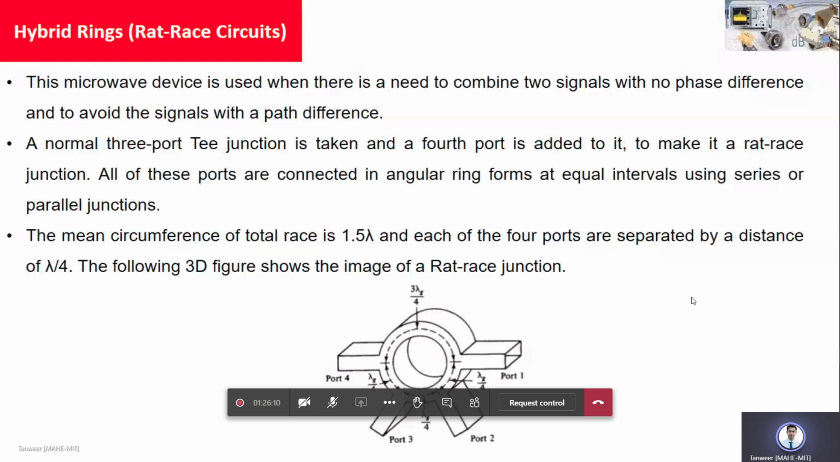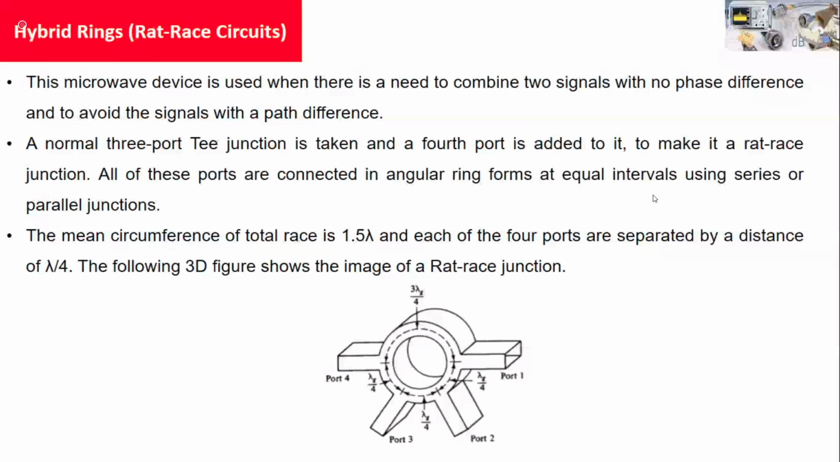So basically, the hybrid ring is a microwave device which is used to combine 2 signals with no phase difference and to avoid the signal path difference. In order to make you understand, I have taken different cases, and these different cases will explain how this particular device functions. Now you see, there is a difference of length between different ports.